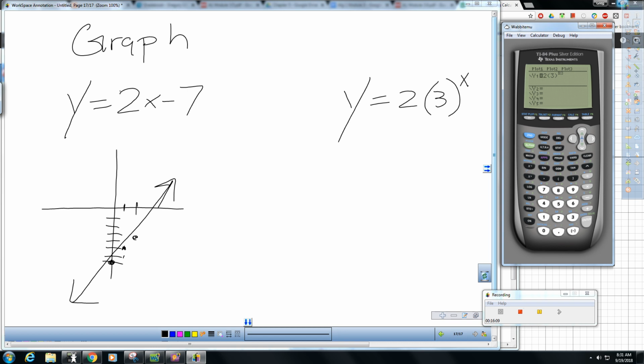Okay, we're almost done with this. What do you expect this graph to look like? Is it going to be straight or curved? It's going to be curved, which is exponential. Where is it going to begin? It's going to begin at 2. And then it's going to go up by 3 for every unit of 1 that we go over. We're going to multiply by 3. So it's going to go up super fast. Let's graph it.